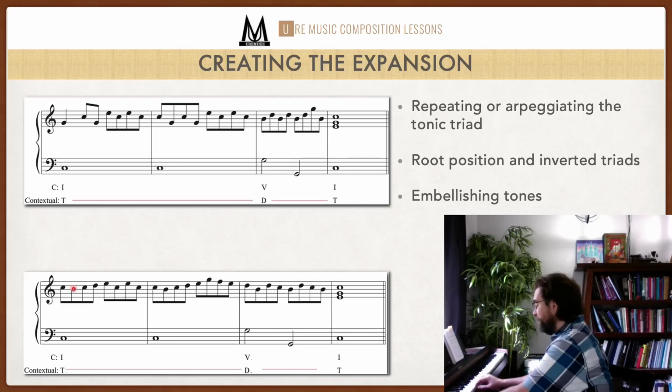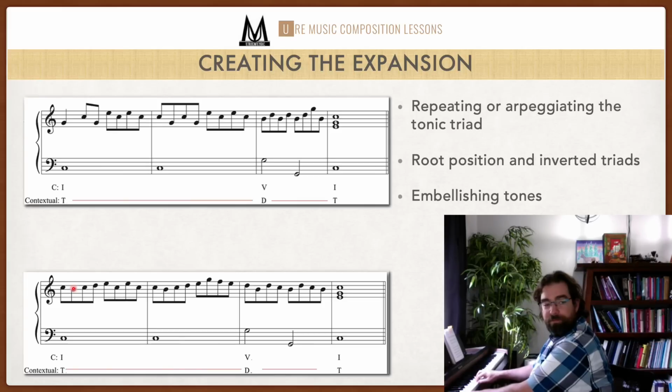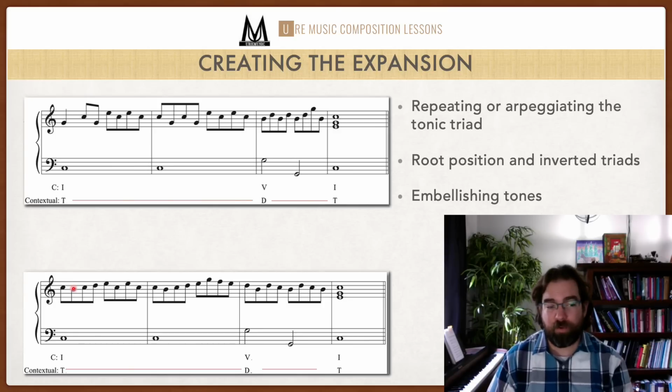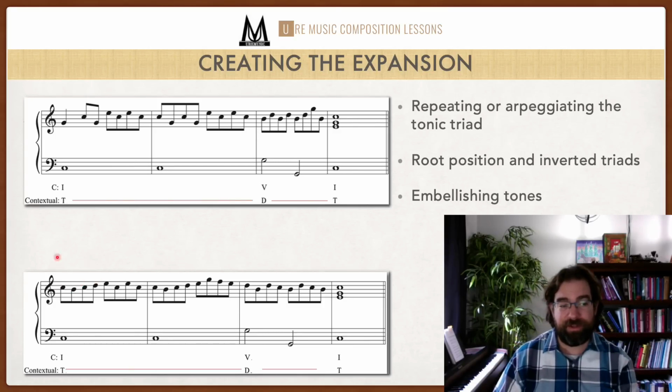So if I play this, you hear how that's dissonant. Same with the D. So you can hear that there are certain non-chord tones that have been inserted in between the chord tones.